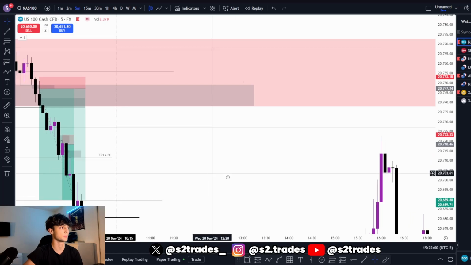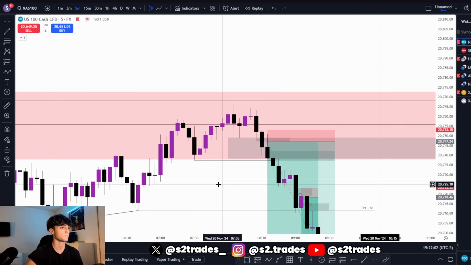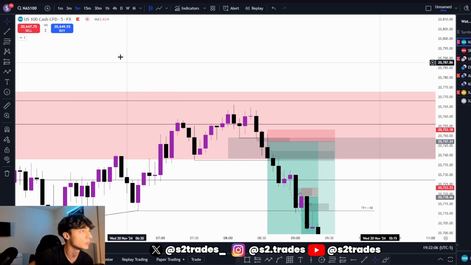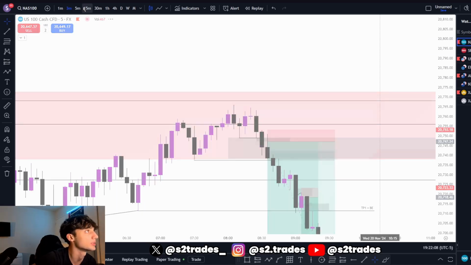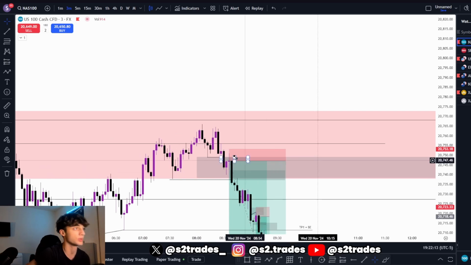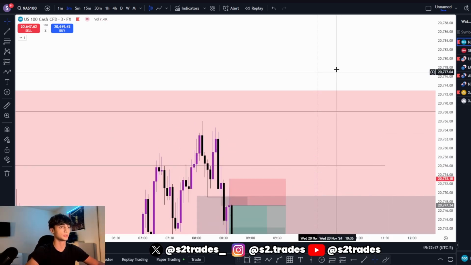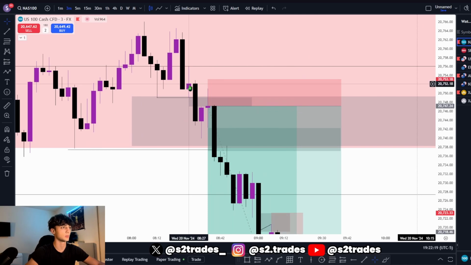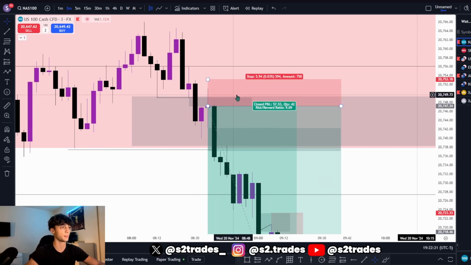Let's see, what do we see? So in the 5 minutes, we had, wait, not 5 minutes, sorry. Was it the 3 minutes? Okay, so in the 3 minutes, we had a break of structure, and on the break of structure, a fair value gap was formed. You can see over here, there's a fair value gap.